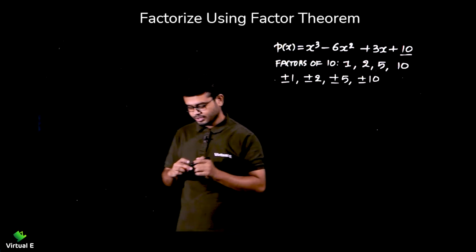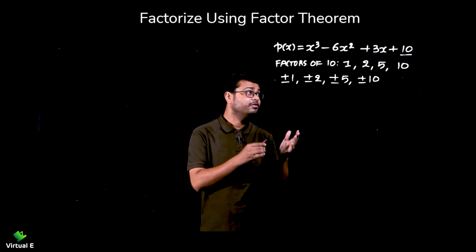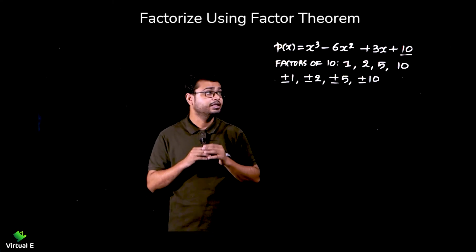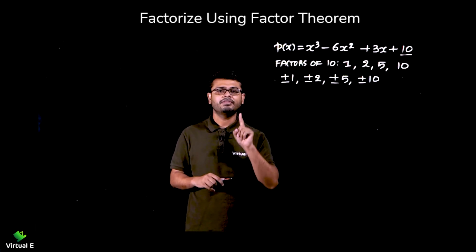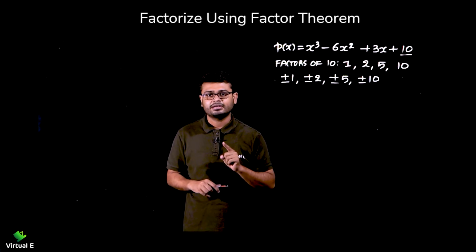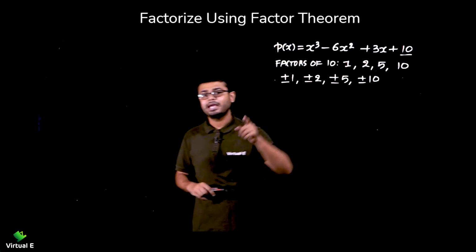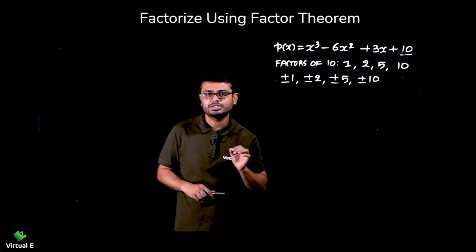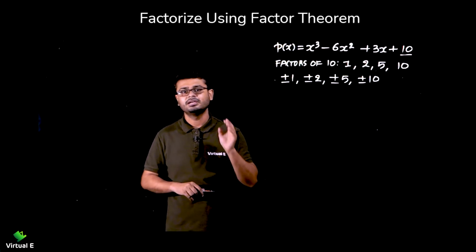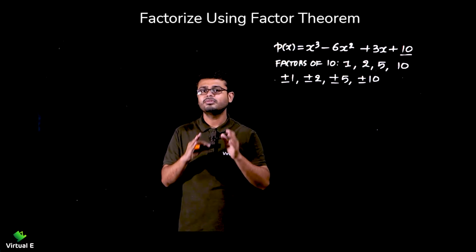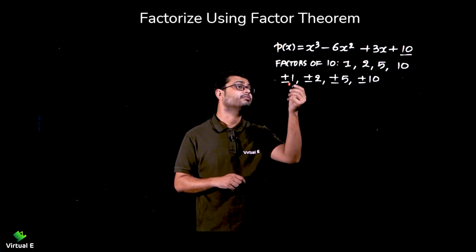Here we are not going to check for all of them. Remember, if you want to approach it that way, it can work out as well. But what we are going to do is first get one factor, only one factor. Then we will divide this polynomial by that factor. So we will get one quotient. That will be a quadratic polynomial, and we will factorize that quadratic polynomial by middle splitting.